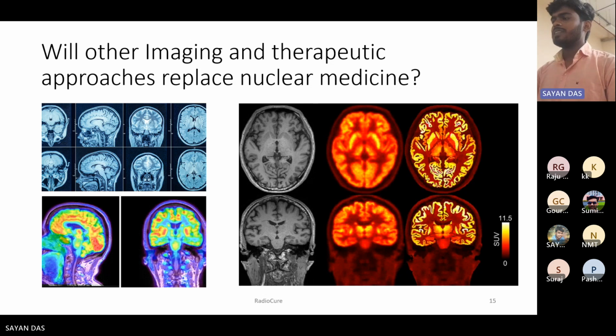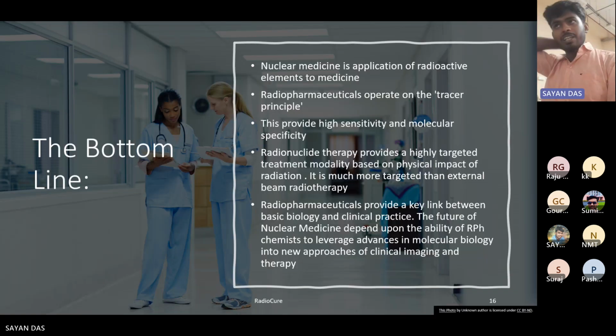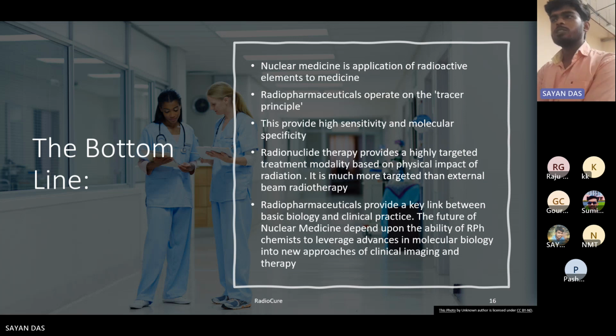So the bottom line of today's presentation is that nuclear medicine is the application of radioactive elements to medicine. Radiopharmaceuticals operate on the tracer principle, which I have described earlier, that it will never hamper the biochemistry of that particular organ or cell. This provides high sensitivity and molecular specificity. Radionuclide therapy provides a highly targeted treatment modality based on the physical impact of radiation. It is much more targeted than external beam radiotherapy. I have told earlier that external beam radiotherapy kills normal cells also, but in nuclear medicine targeted therapy, the specificity is much higher.